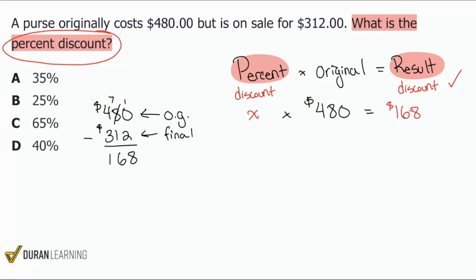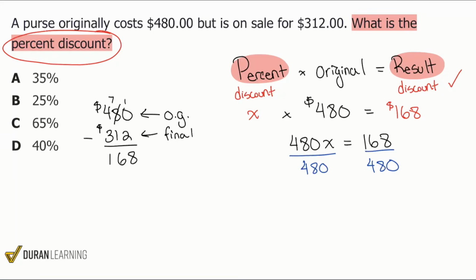The reason, everybody, is the percent and the result both represent the discount. Now we have a good formula. Now we can solve. Let's get to work here. X times 480 is going to be 480 times X equals 168. My party people, what is the operation and by what number that we're going to do to both sides? Yeah, we're going to divide both sides by 480 to get the X by itself.